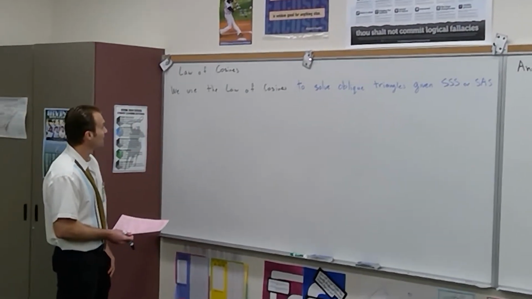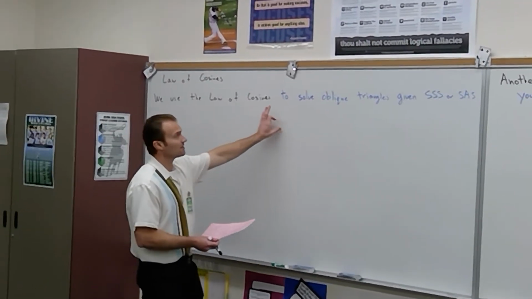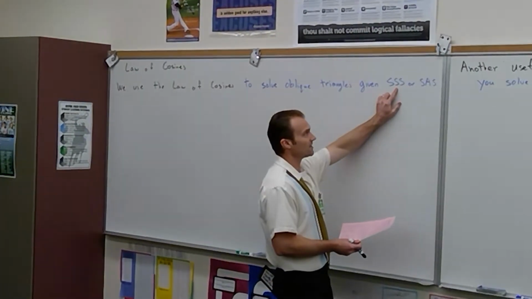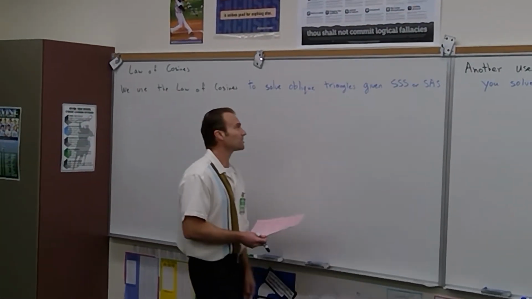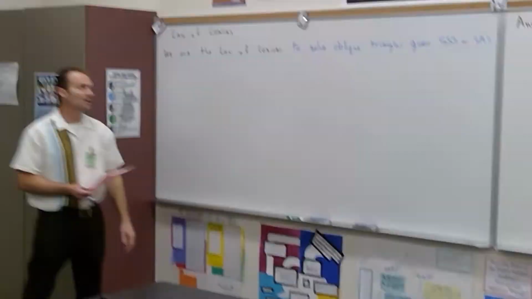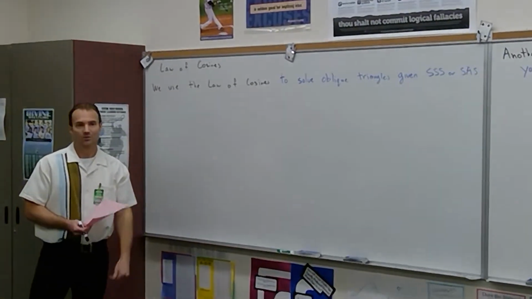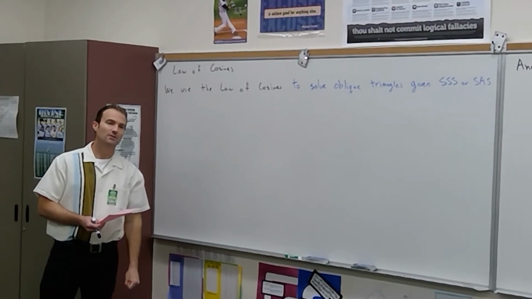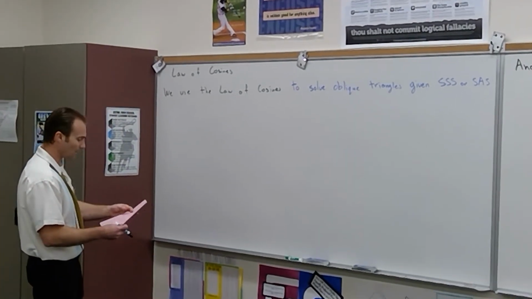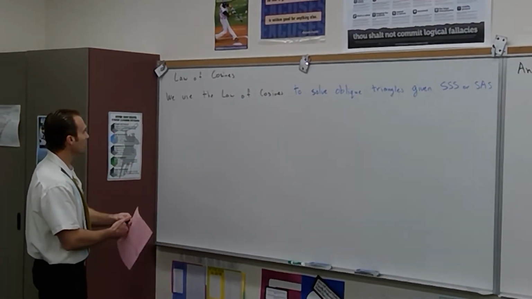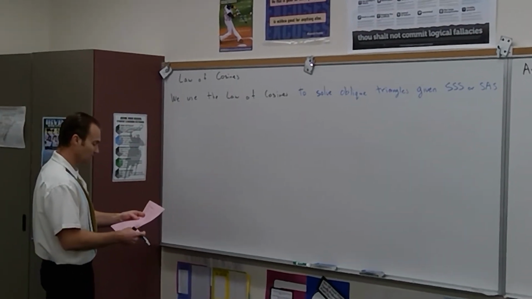So here we go. We use the law of cosines to solve oblique triangles when we are given side, side, side, or side, angle, side. Notice we say oblique because if I have a right triangle, I wouldn't have to use law of cosines. All right, so here's where law of cosines comes from.